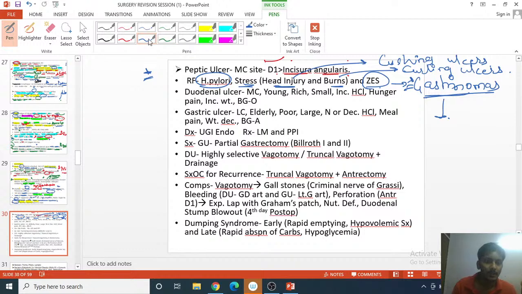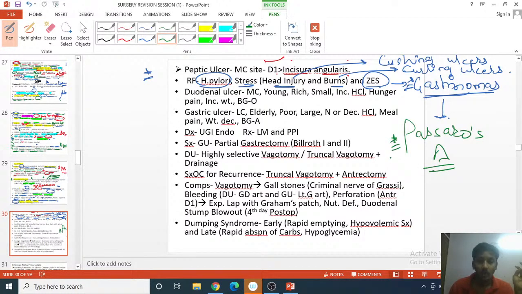Gastrinoma की most common site बता दो जल्दी से. Most common site for gastrinoma is your Passaro's triangle. Please remember. Okay, it is your Passaro's triangle.